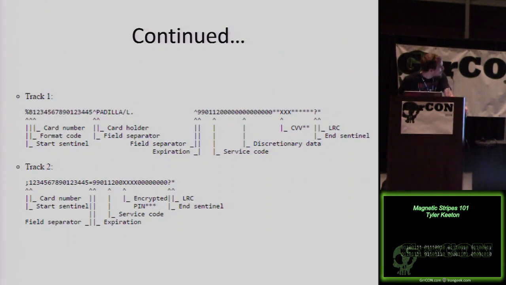So here it is all laid out. We can see the % sign and B for banking. We know that's track 1, and we know this is a banking card. Then the cardholder name, field separator, expiration, service code, and so on and so forth.